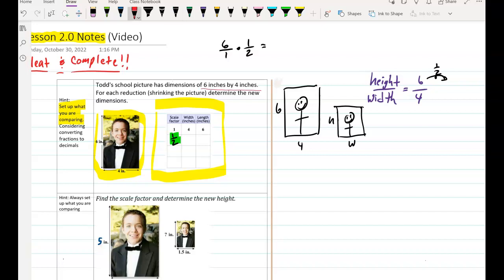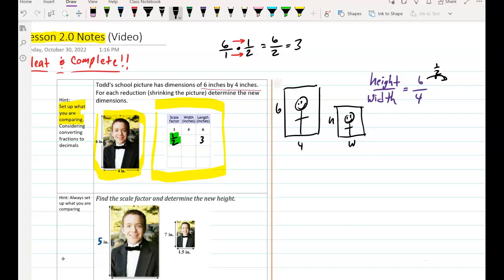And remember, when we multiply fractions, we are multiplying straight across. So 6 times 1 is 6. 1 times 2 is 2. So we have 6/2. That's the same thing as 6 divided by 2, which is 3. So the new length of the picture, or the height of the picture, will be 3.